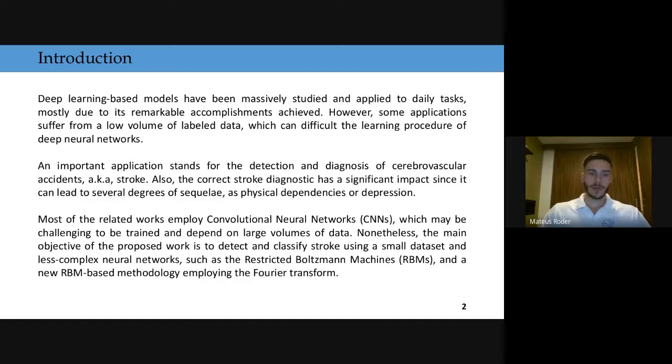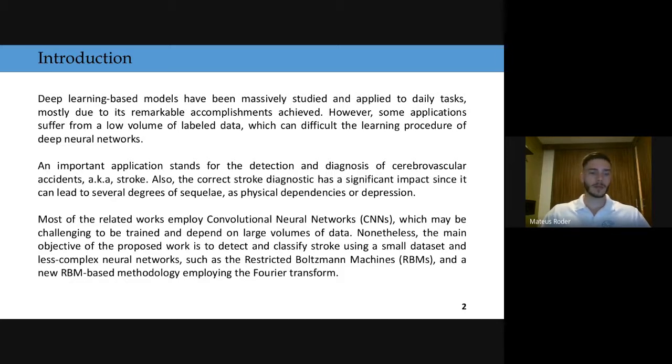An important application is the detection and diagnosis of cerebrovascular accidents, aka stroke. Also, the correct stroke diagnosis has a significant impact since it can lead to several degrees of sequelae, such as physical dependencies or depression. Most of the related works employ convolutional neural networks, CNNs, which may be challenging to train and depend on large volumes of data.